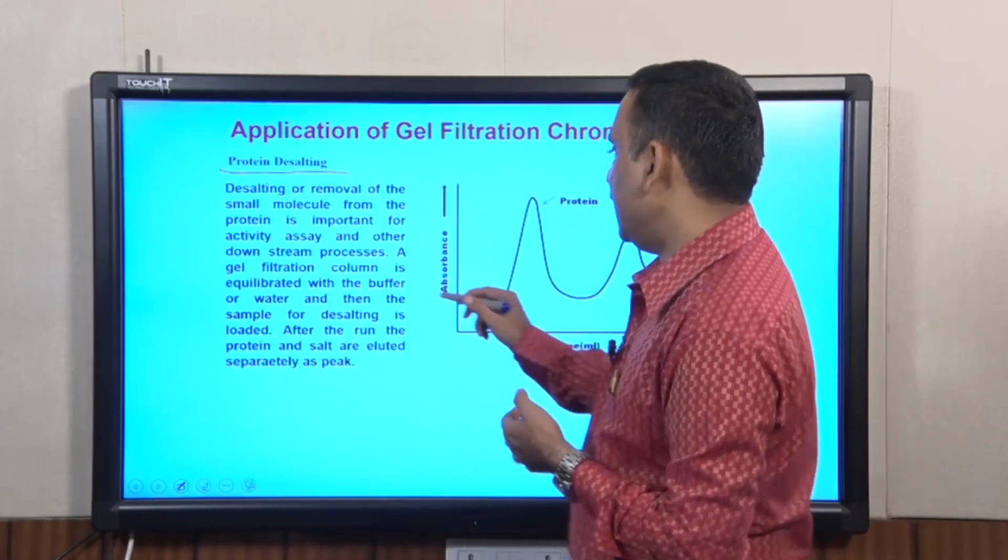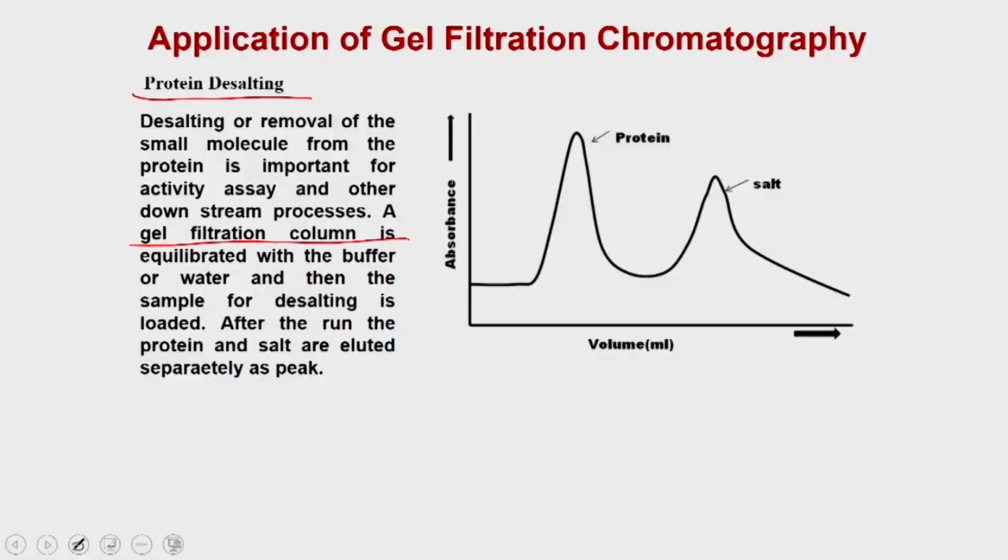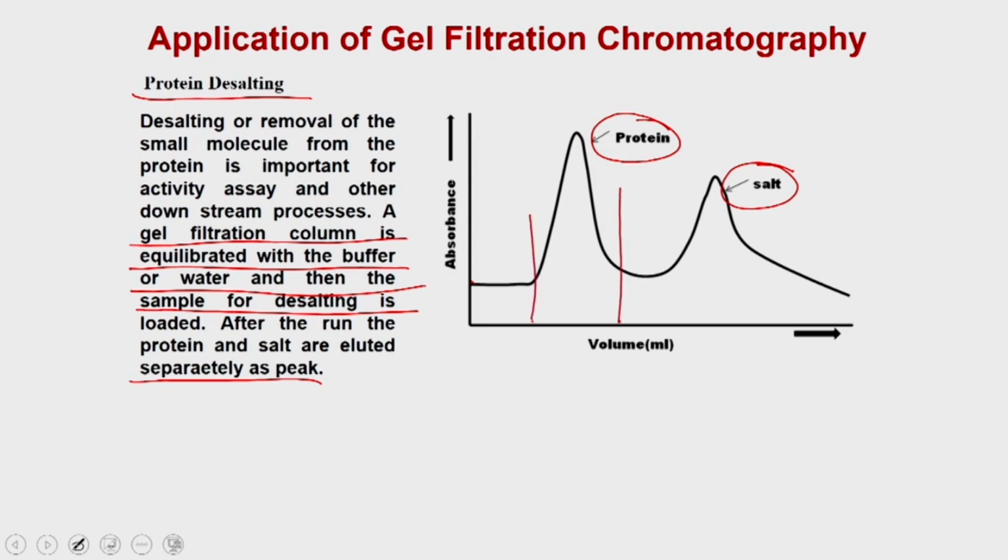So, a gel filtration column is equilibrated with the buffer or water, and then the sample for desalting is loaded. After the run, the protein and salts elute separately as peaks. If you elute, the protein will come first and the salt is going to come later on. So, you can collect the protein, and that is how your protein is going to be separated from the salt, and this protein can be used for downstream applications.